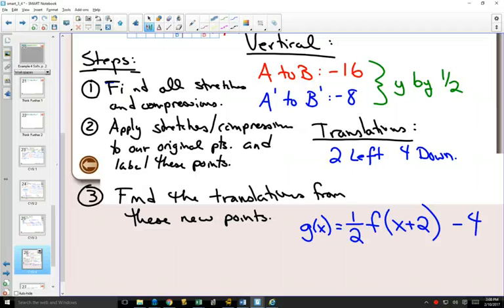So in the last 10 minutes, even if you haven't got all of your other questions done yet, try number 9, because these are the hardest questions so far, that have everything combined using that graph. So that's why we wrote out these steps. We always find stretches and compressions first, then our translations. We have to apply those and put a new point, and then figure out what the translations would be.